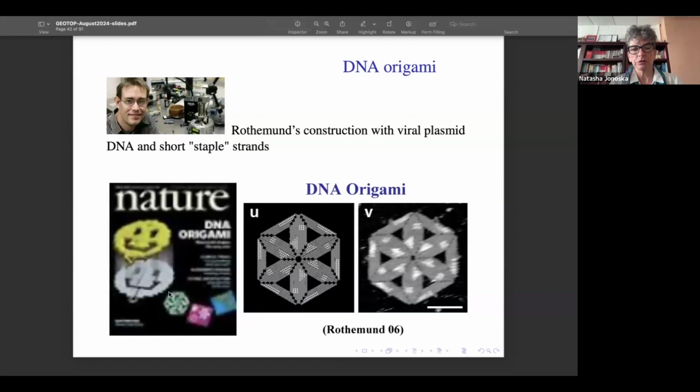This paper ended up as the front page of Nature, 2006, and there were many structures that were made. The smiley face being one of them. He made close to 3 billion of these smiley faces. Very happy. Nature. But here's an example of the design. So U is a design and V is the actual experimental result. It turned out that DNA origami works very well for a variety of structures. And the field just exploded.